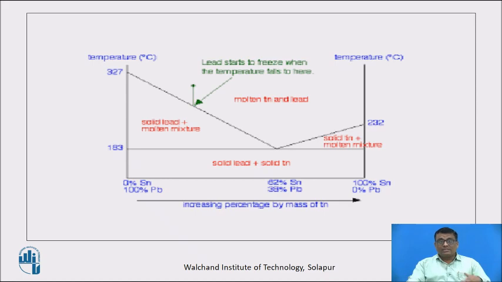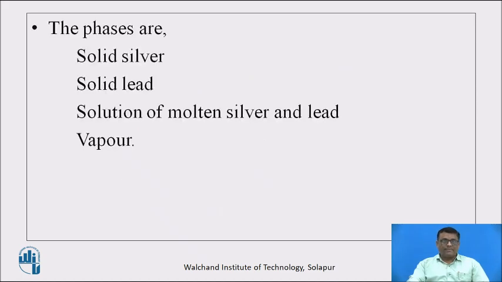So here the third parameter, pressure, is assumed to be a constant. So the phase diagram is between composition versus temperature. This is the detailed diagram for the two component system, particularly for the silver lead system. Now the phases which we are getting in a two component system, silver lead, are 4.